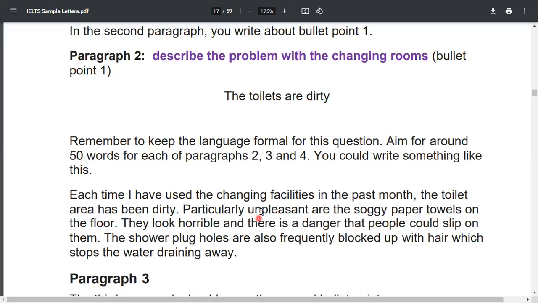So we have even the adverb, particularly. Using adverbs is actually a good way to reflect your ability to write a strong essay. So unpleasant, which is not pleasant, means not good. Soggy paper means wet, sort of like wet. Amazing adjectives, as you can see, these two adjectives are quite powerful. We have horrible as well, slip on them, blocked up. It's a good adjective, draining away. So as you can see, the wording here is just fascinating, okay?